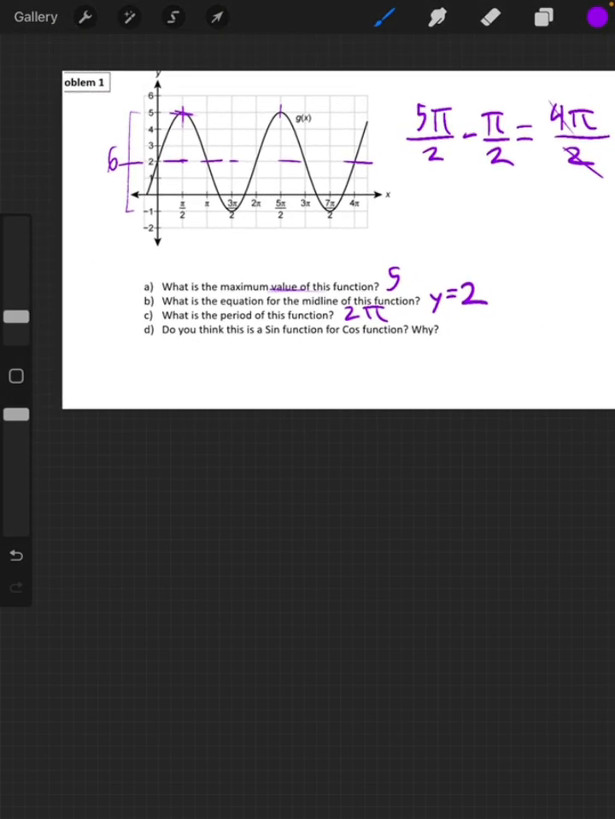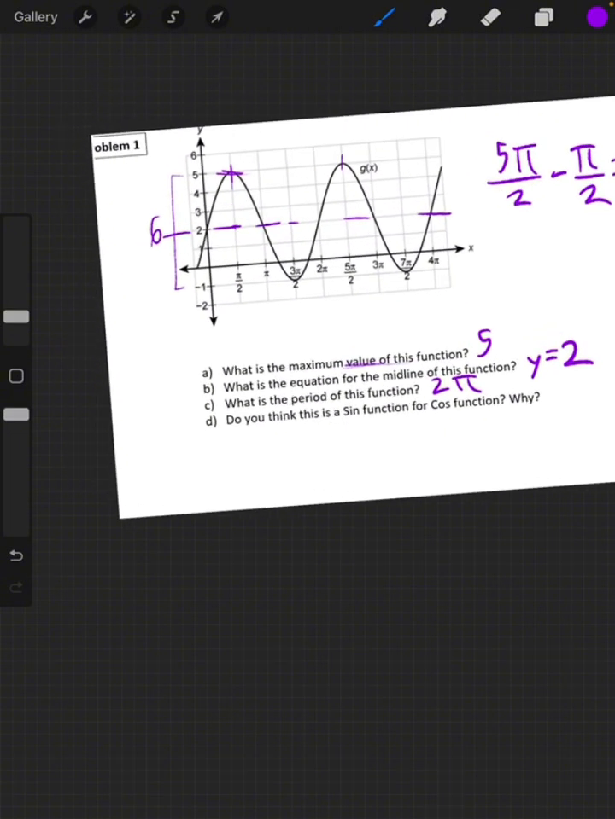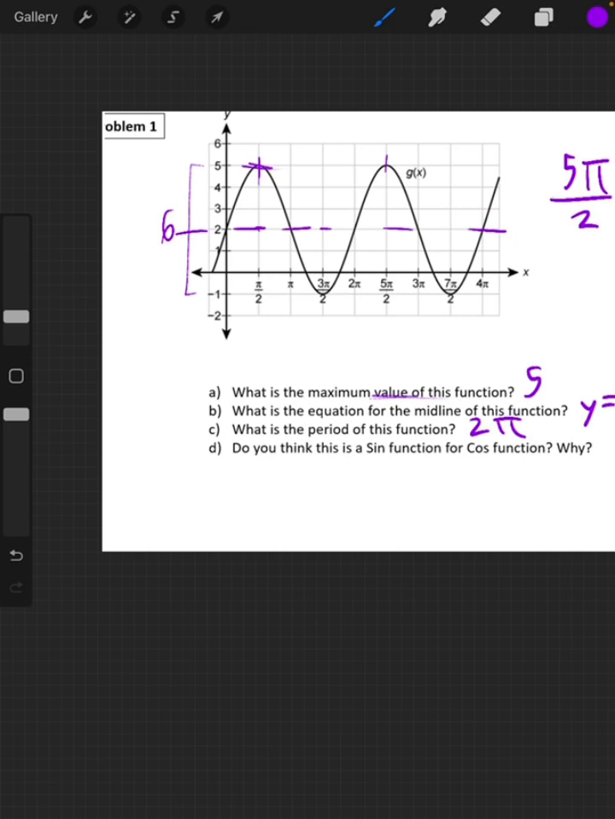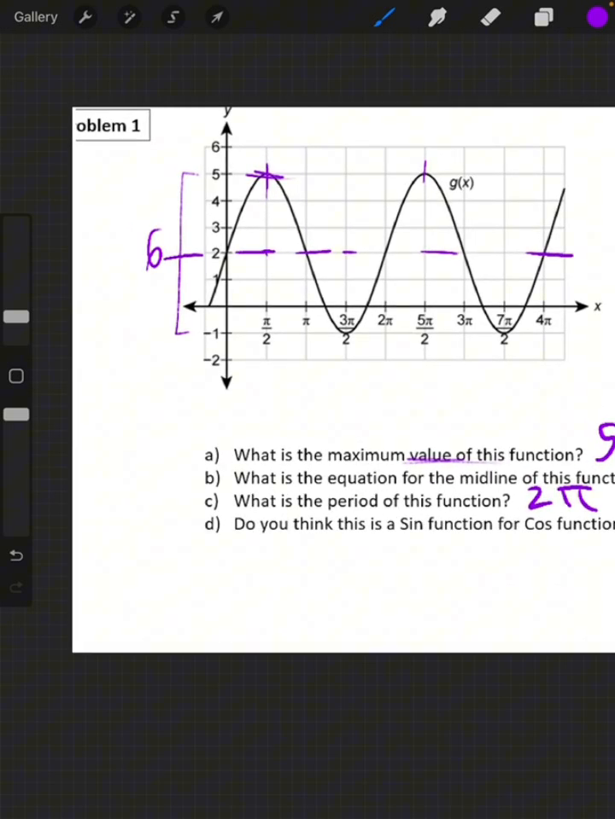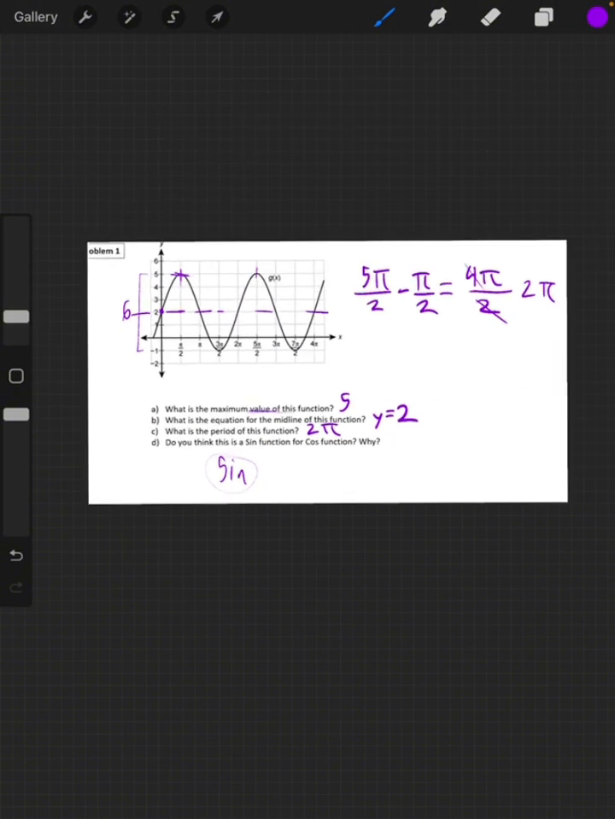And then the last question is asking if this is a sine or a cosine. So sine usually starts at 0, 0. And the midline here is basically a 0, even though right now it isn't equal to 0, if you get what I mean. And it starts at 0, 0, so I think it's sine. Okay.